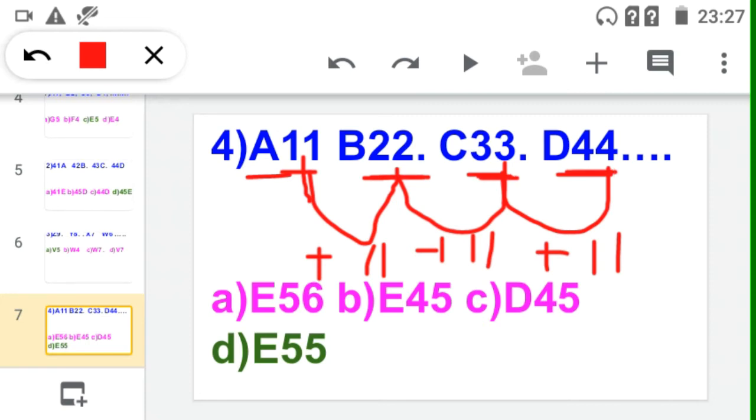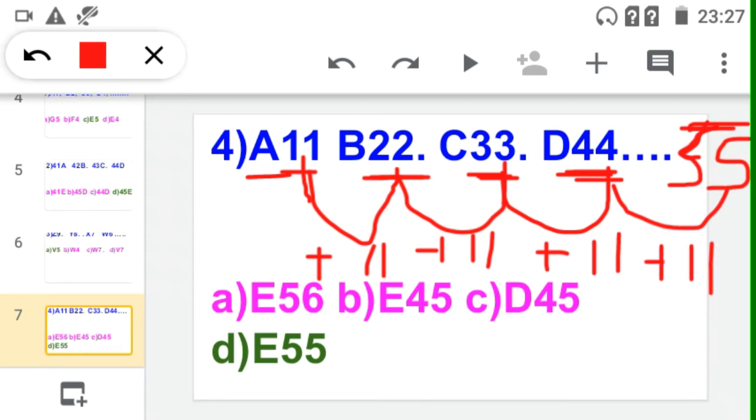So now after 44, which number will come in the fifth term? Yes, that is 55. 11, then 22, then 33, then 44. After 44, in the fifth term there is 55. Correct. If you add 11 to 44, then you will get 55. So now you saw the numbers, now see the alphabets.